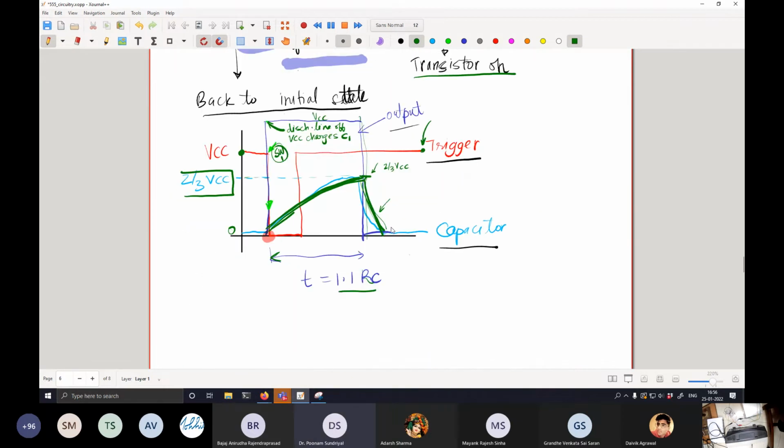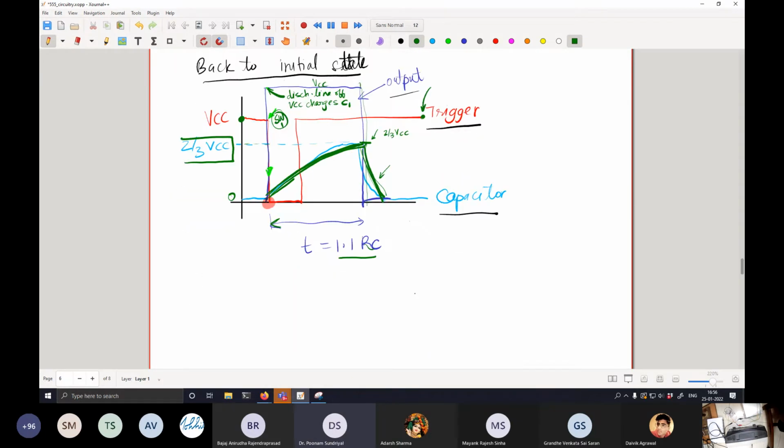So every time you press and release that switch, what will happen? It will give you a pulse. Look at the output. Every time you press the switch, you will get this, and it will stay on for this much amount of time. Can you imagine how useful this is?